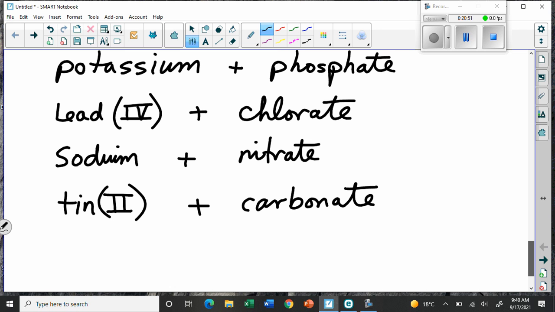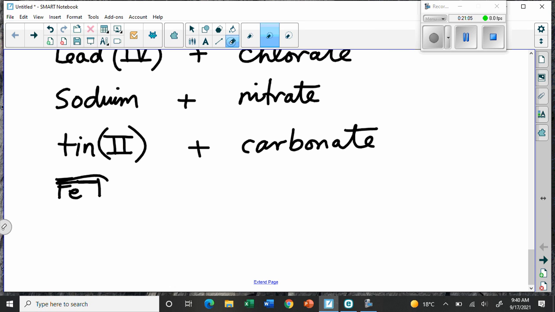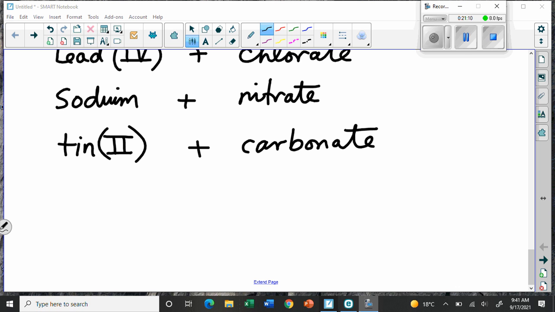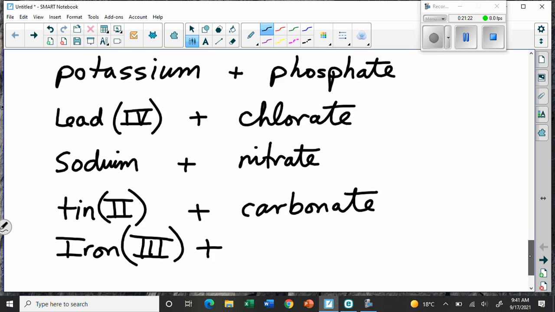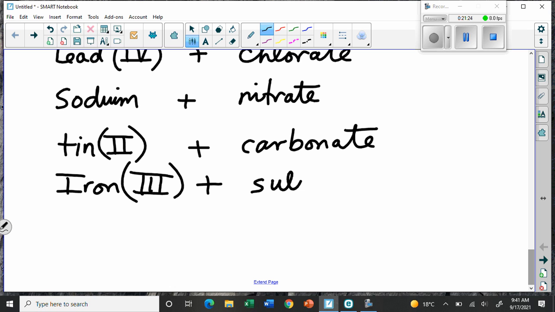And then let's do one more. Let's match up iron 3. Whoops, I'm writing the symbol here instead of the word. I want to write the words. Okay, so let's do iron. Let's write the word 3. And let's combine that with, if we use them all, let's use sulfate. That's a good one. Okay, so take a minute and try to combine all these and get the correct crisscross, and then we'll just come back and pick them up.